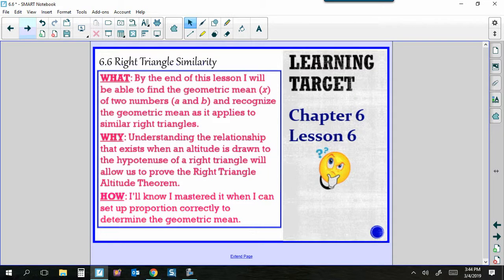Well, what does that mean we'll be doing? It means that in this lesson, you will be able to find the geometric mean, x, of two numbers, a and b, and recognize the geometric mean as it applies to similar right triangles.